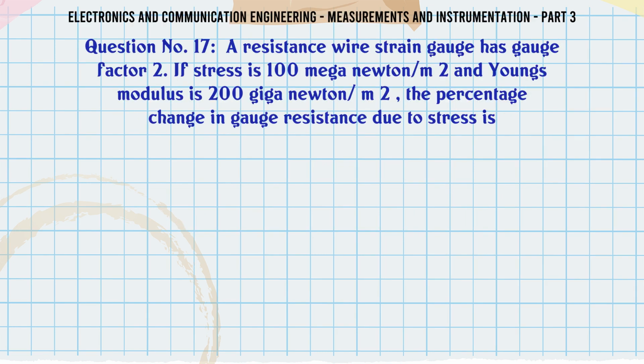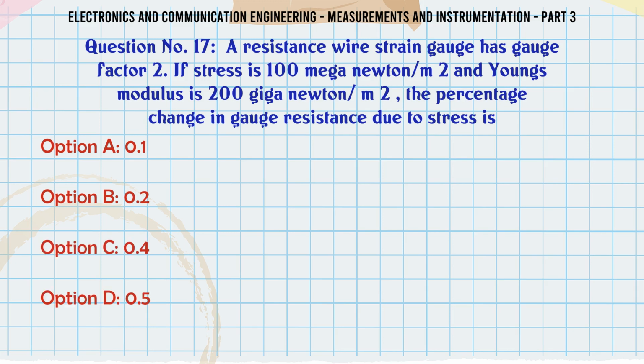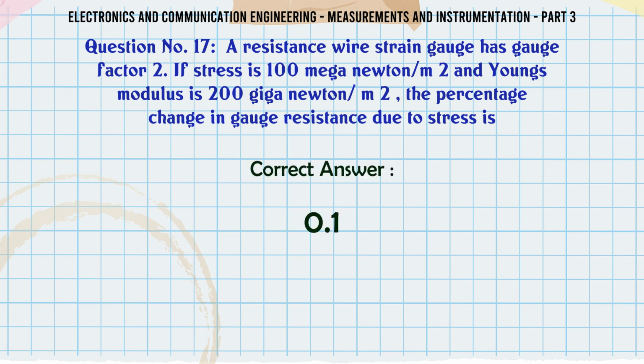A resistance wire strain gauge has gauge factor 2. If stress is 100 MN/m² and Young's modulus is 200 GN/m², the percentage change in gauge resistance due to stress is: A, 0.1; B, 0.2; C, 0.4; D, 0.5. The correct answer is 0.1.